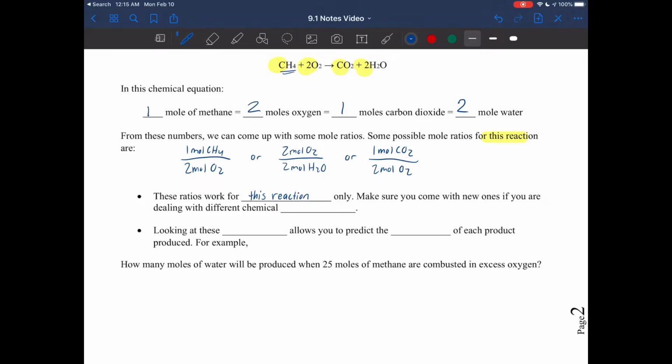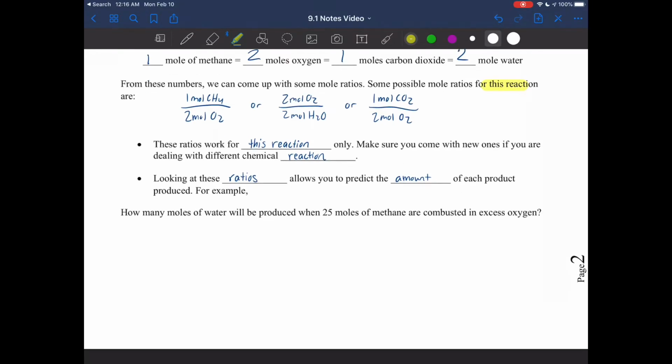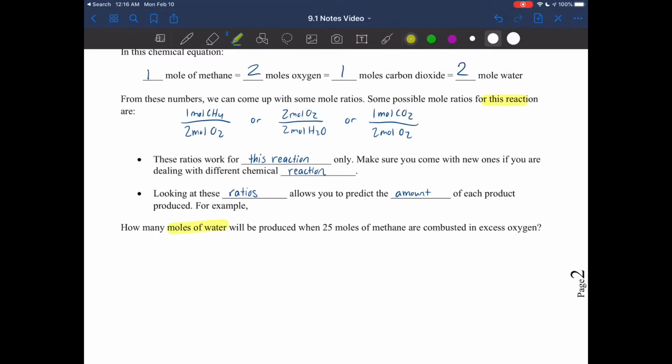Now these ratios work for this reaction only, so you have to make sure you come up with new ones if you're dealing with a different chemical reaction. Looking at these ratios, it really allows you to predict the amount of each product that you're going to produce. So for example, let's look at this problem. How many moles of water will be produced when 25 moles of methane are combusted in excess oxygen?